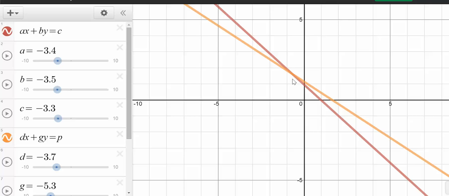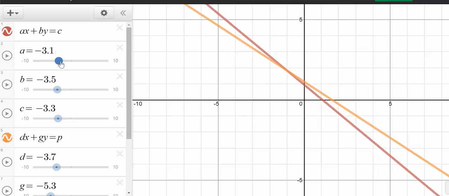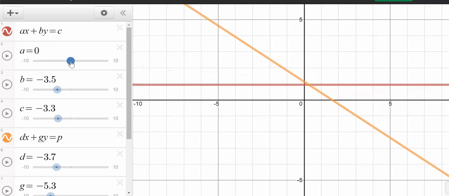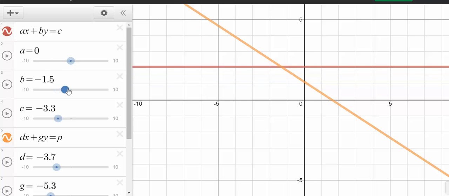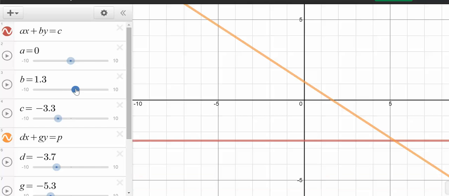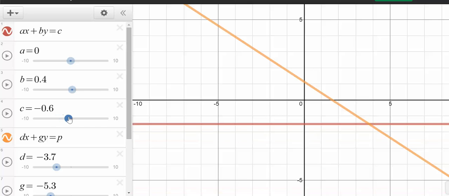So here's the question I have for you, okay? What would it take for me to have a system that has an infinite amount of solutions rather than just one solution? Kenzie, what do you think? They're the same line. So if I move all of these to the same point, like say 0, for example. Well, if I move this one up to 0 as well. Boom, can I do that? Is that going to work for me?